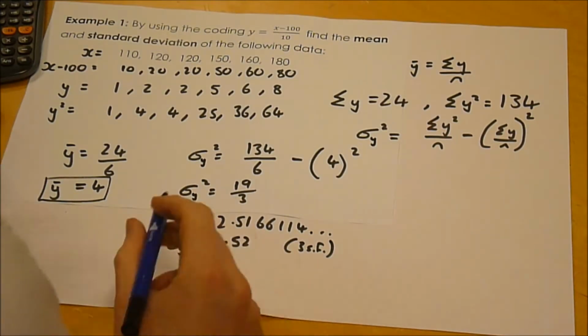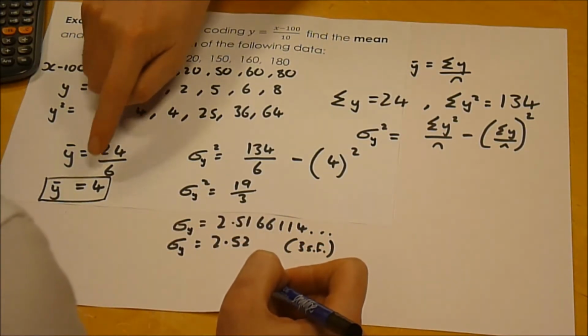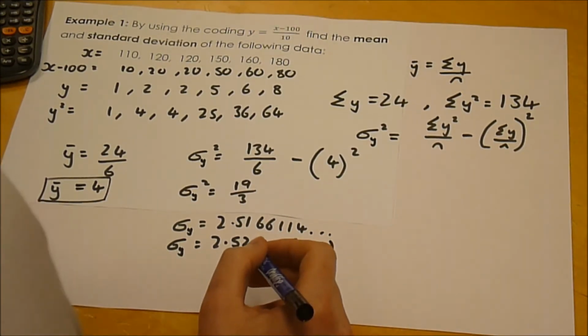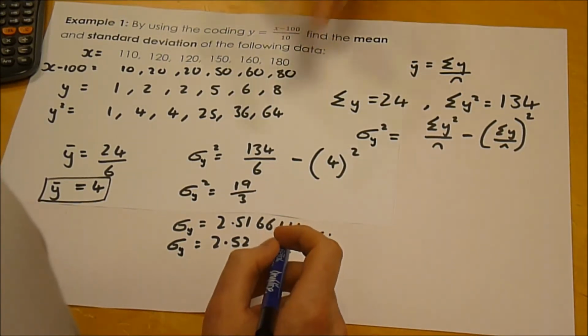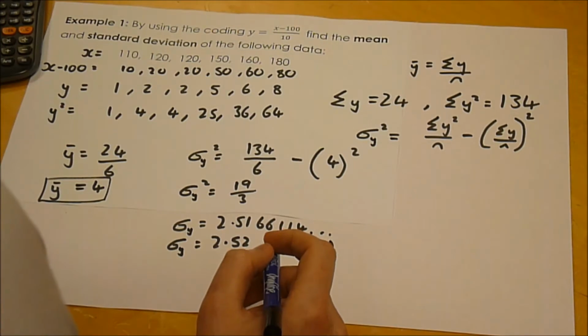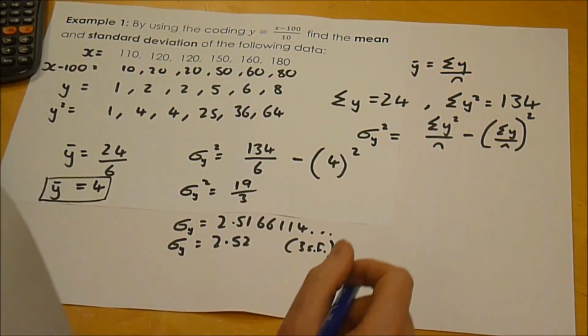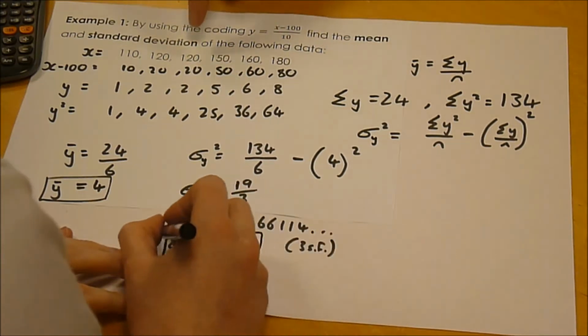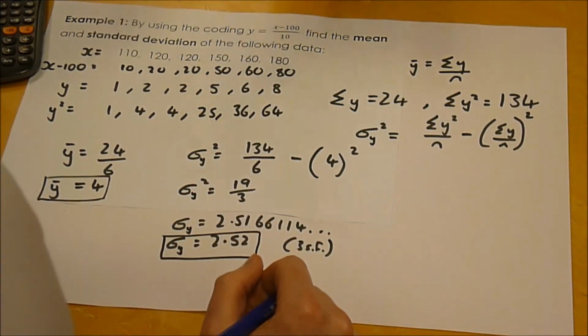Is that the same answer for the x values? Well, would it make sense for the mean of this data to be 4? No. And would it make sense for the standard deviation to be 2.52, the spread of it? No. So I think we need to do something to our data to find the mean and standard deviation for our original values.